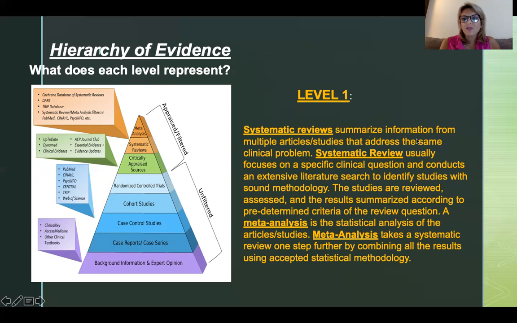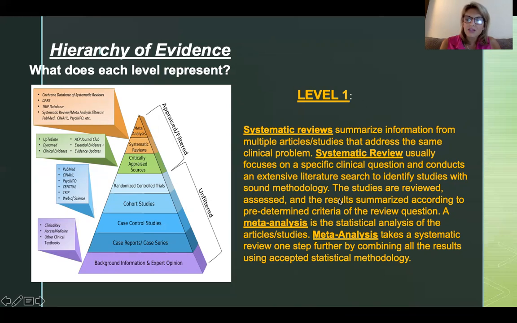So systematic reviews summarize information from multiple articles and studies that address the same clinical problem. So that's a bunch of different research articles all put together and reviewed. A systematic review usually focuses on specific clinical questions and conducts an extensive literature search to identify studies with sound methodology. The studies are reviewed, assessed, and the results summarized according to a predetermined criteria of the review question.